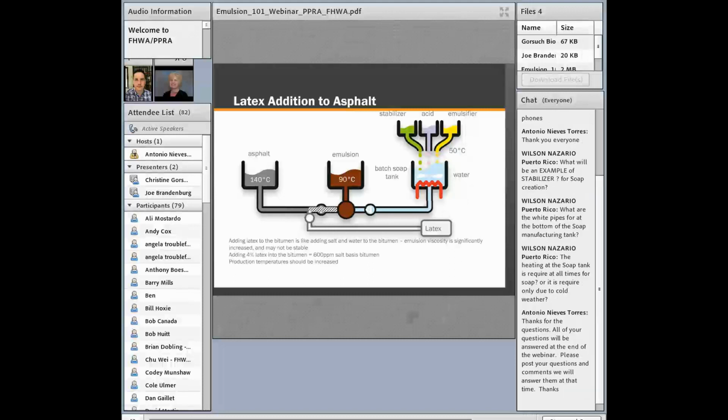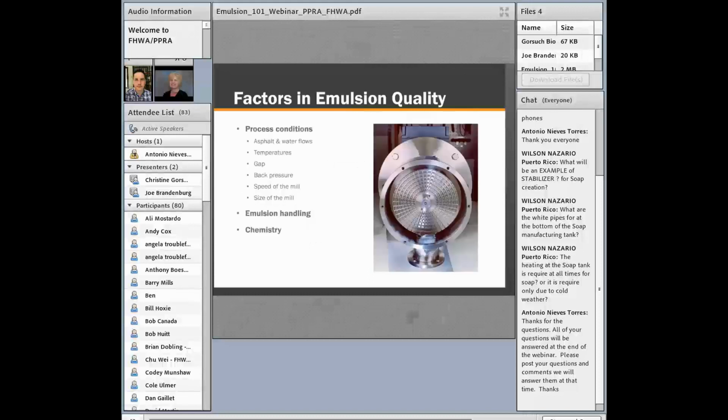There's a question here I'm going to actually answer real quick. I guess the question went away. It says the heating of the soap tank. Okay, so time to heat up the soap tank, I guess it depends on the emulsifier that you use. Certain emulsifiers will take longer to protonate than others. So again, talk to your manufacturer.